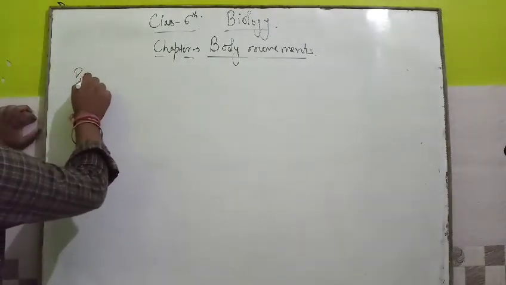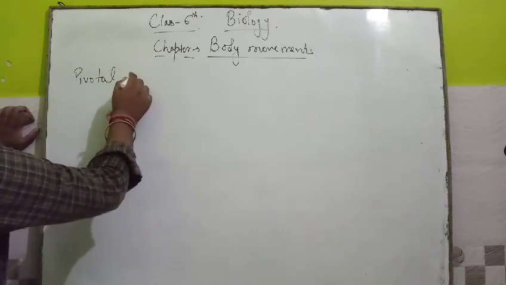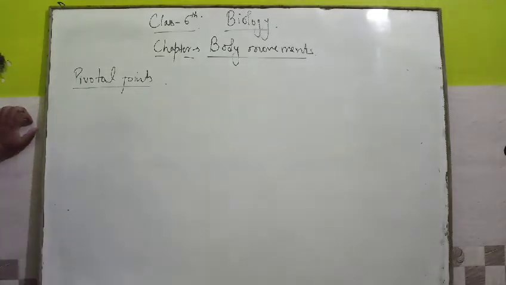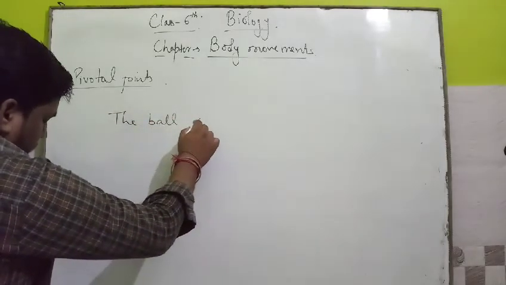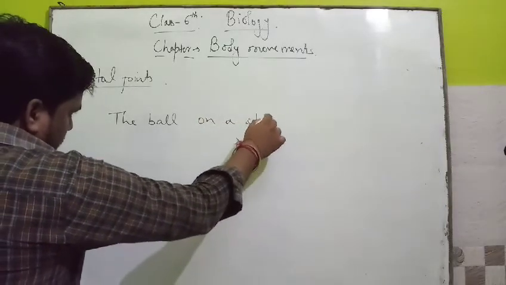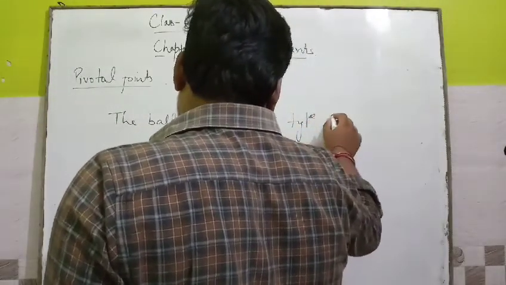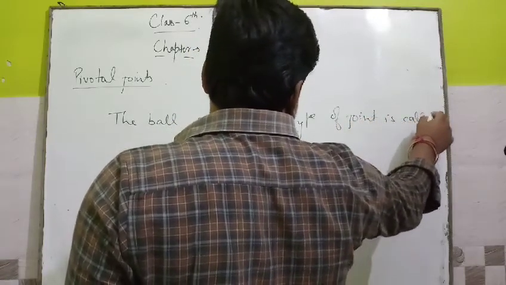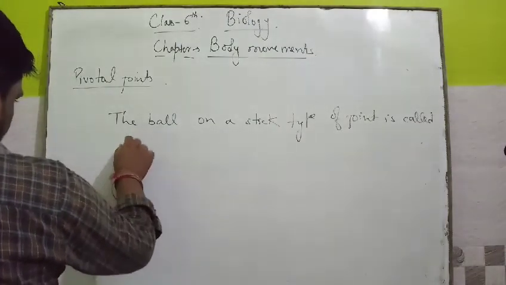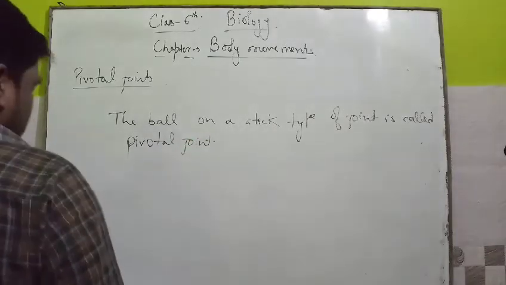What is a pivotal joint? The ball on a stick type of joint is called a pivotal joint. Clear? This is a pivotal joint.